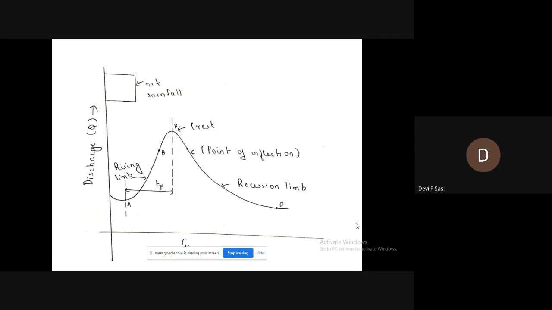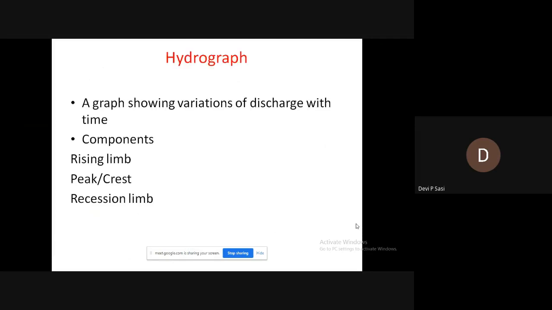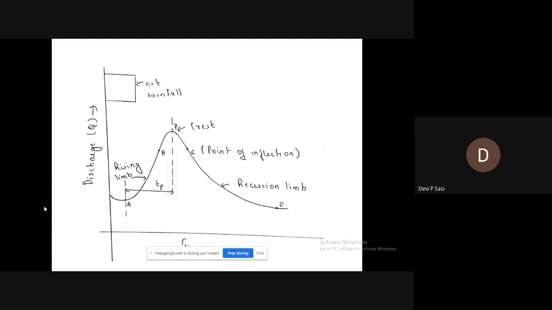A hydrograph consists of three segments: the rising limb, the peak or crest segment, and the recession limb. These are the three components of a hydrograph. You can see AB is the rising limb, BPC is the crest segment, and CD is the recession limb.